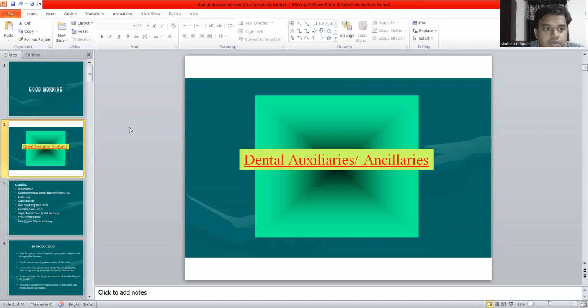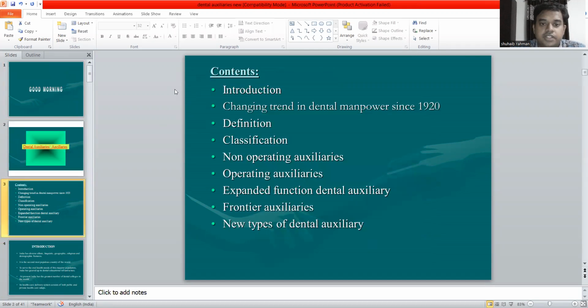So coming to dental auxiliaries, that term is called as dental auxiliaries, but I would like to introduce it as a dental manpower force in India. So we'll cover our introduction and changing trends in dental manpower since 1920, then definitions, classification, non-operating auxiliaries, operating auxiliaries, expanded function dental auxiliaries, then frontier auxiliaries and new types of dental auxiliaries.